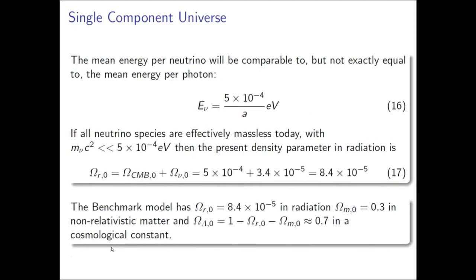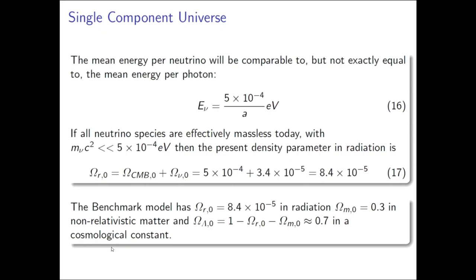And the mean energy per neutrino will be not exactly equal to, but somewhat similar to the mean energy of a photon. So you have the mean energy of a neutrino to be 5 × 10^-4 divided by A electron volts. So if all neutrino species are effectively massless today, since we have not yet detected, we cannot say for sure, but we can say that they have very little mass, very minute, and that's what we have been able to observe with our current technology.